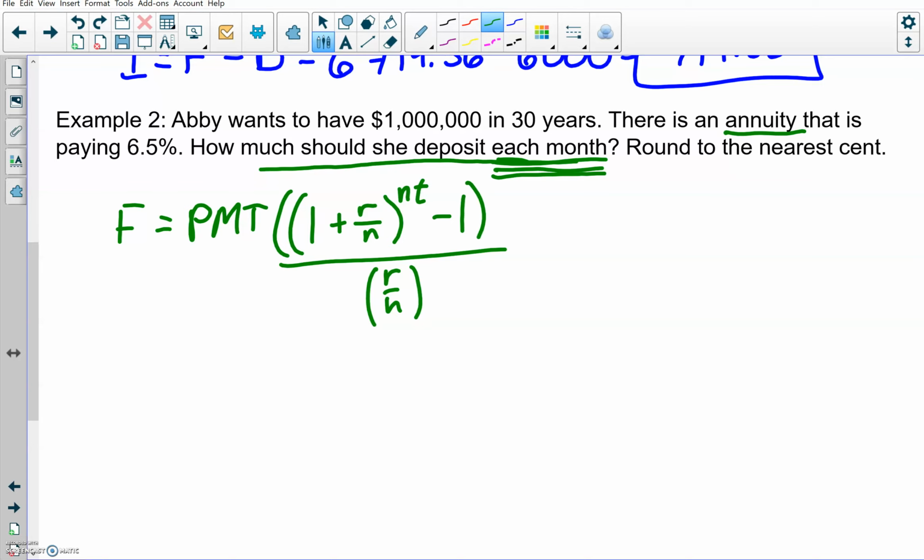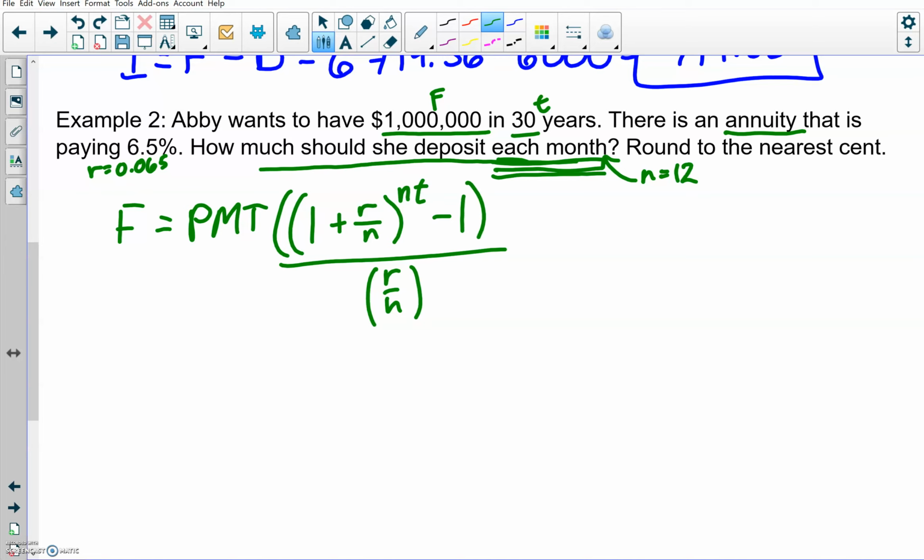Well, she wants to have $1 million in 30 years. That's actually the future value they're giving us. They're not giving us a payment. And then T equals 30 here, paying 6.5%. That means that R is going to be 0.065. And then each month, that's the clue that N is going to be 12 for my compoundings.